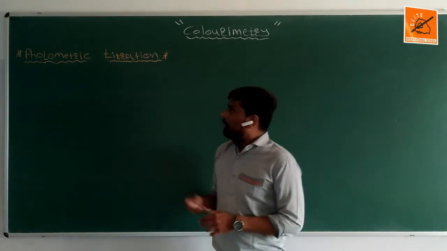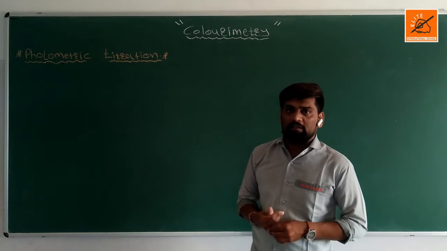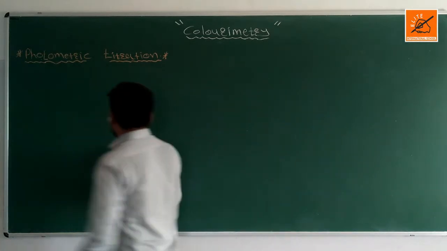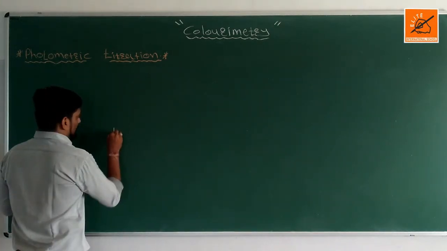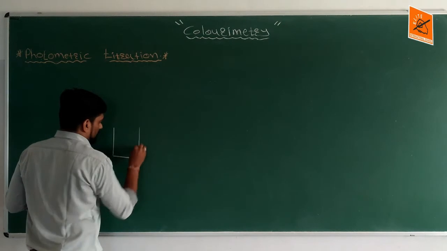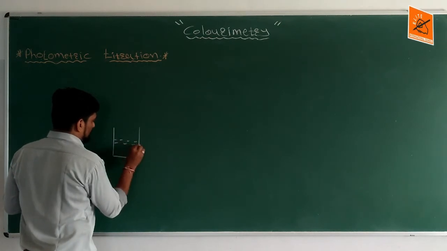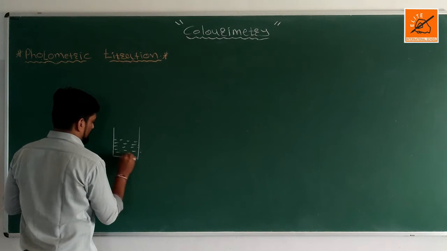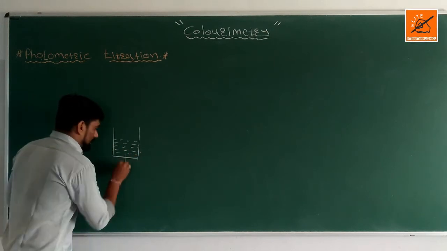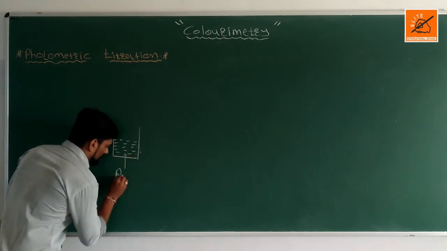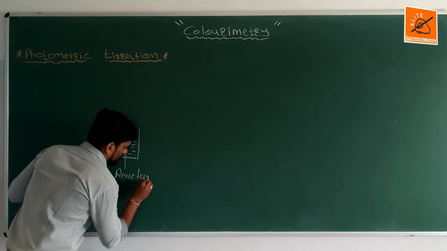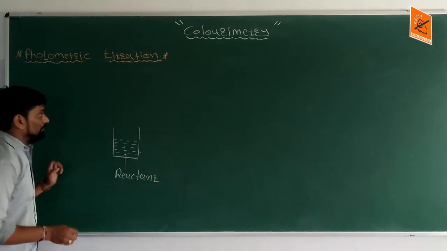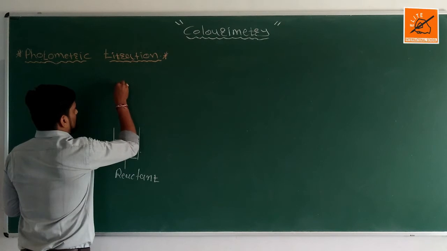Next, to understand photometric titration, we take a flask. So this is the flask. Into the flask we take the reactant. So this is the reactant in the flask. Now we will take a burette. So this is the burette.